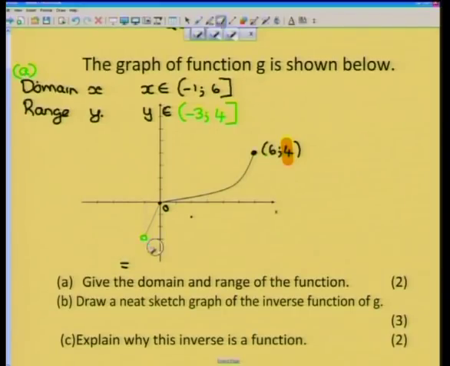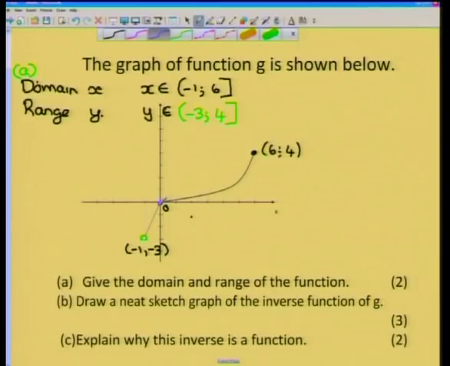Let's do a little bit of tidying up here. I'd like to leave that coordinate up there because I'm sure it'll be useful just now. So this was (-1, -3), and this is (6, 4). All right, it says draw a neat sketch graph of the inverse function of g.